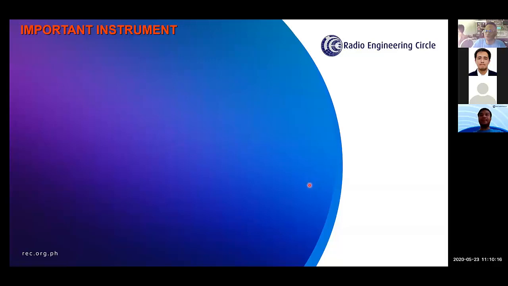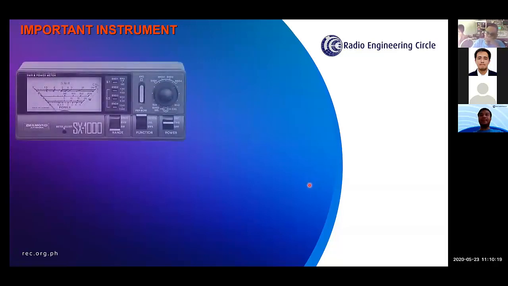Important instrument for antenna. Okay. SX100 analog is an SWR and power meter.